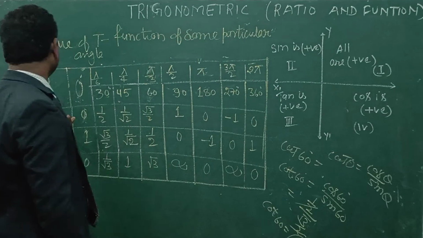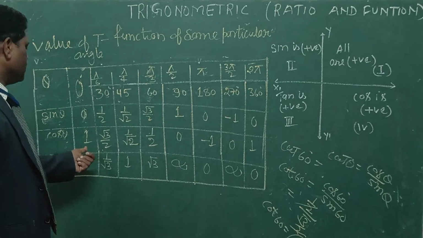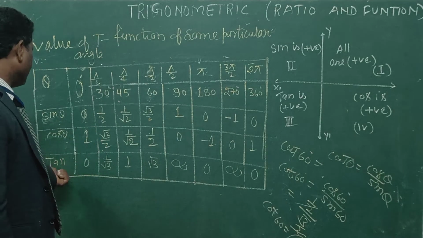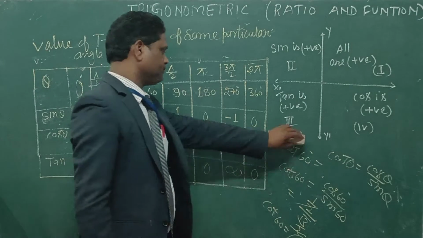After that, if you find cosec theta, it is the opposite of sin theta; sec theta is the opposite of cos theta; and cot theta is the opposite of tan theta. You will get the answer.